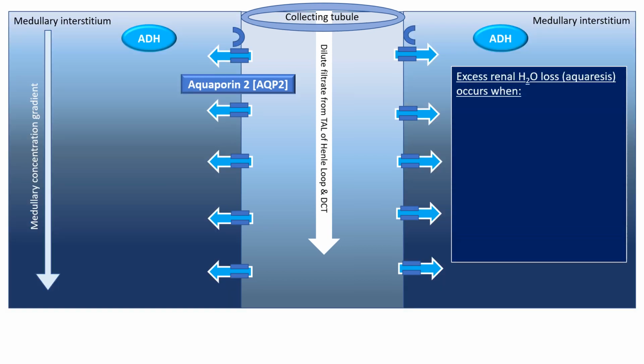Now that we've discussed the major factors required for optimal water reabsorption by the kidneys, let's see what can cause the kidneys to fail to reabsorb water. Excretion of high volumes of a dilute urine is referred to as aquaresis. Aquaresis may occur when there is no ADH due to central hypothalamic failure.